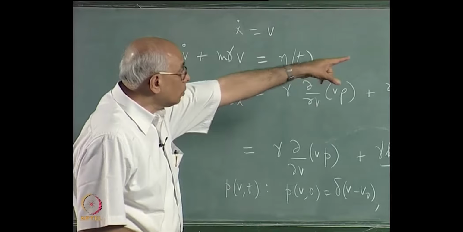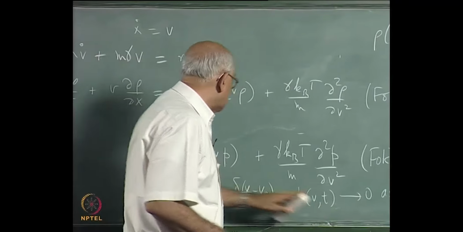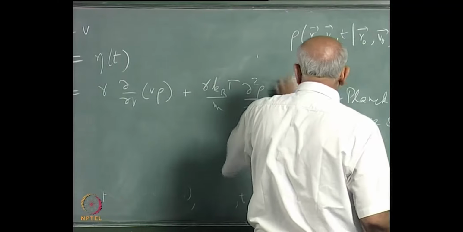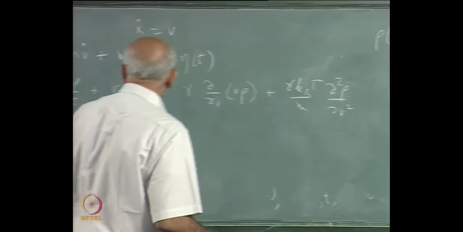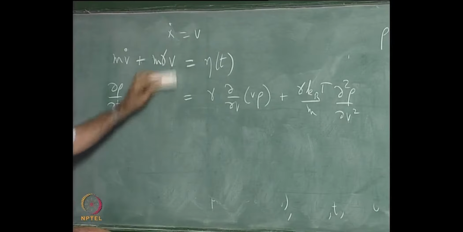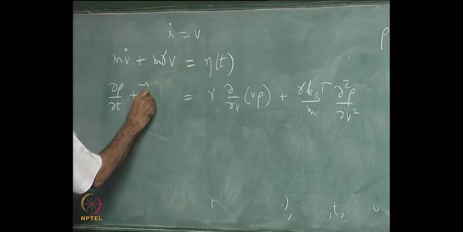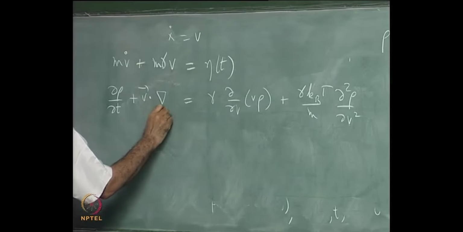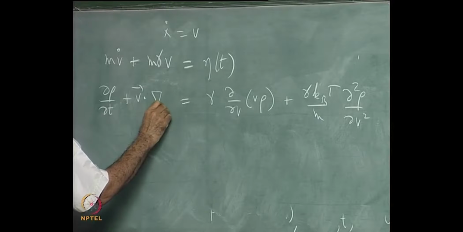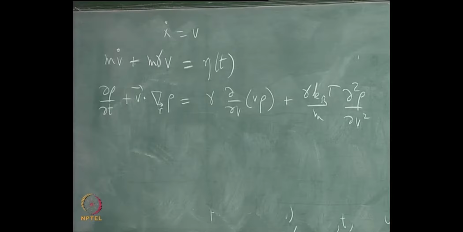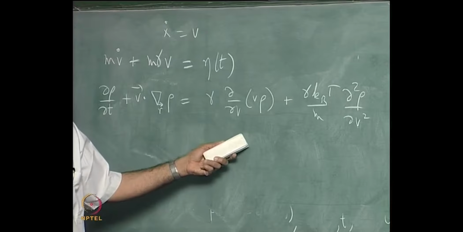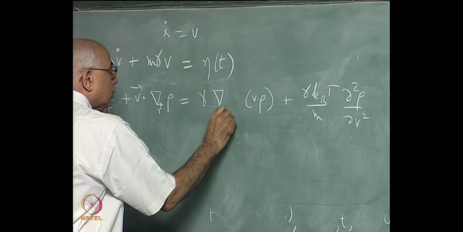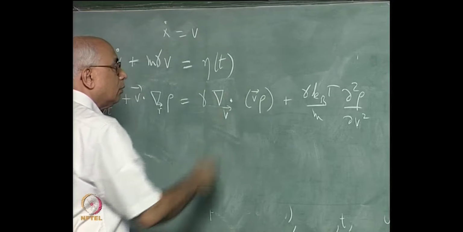Now how could you generalize this to rho of r, v, t? That is also almost obvious, let us say. So what would the general equation be in 6 dimensional phase space? How would it change? This remains the same, and not surprisingly this becomes plus v dot the gradient of rho, gradient with respect to r, and on the right hand side you actually have gamma times the gradient with respect to v dotted with v rho.